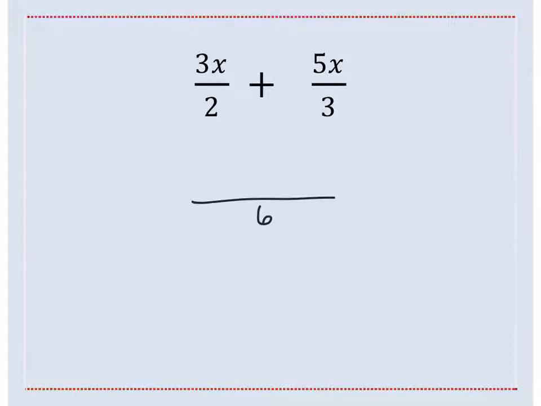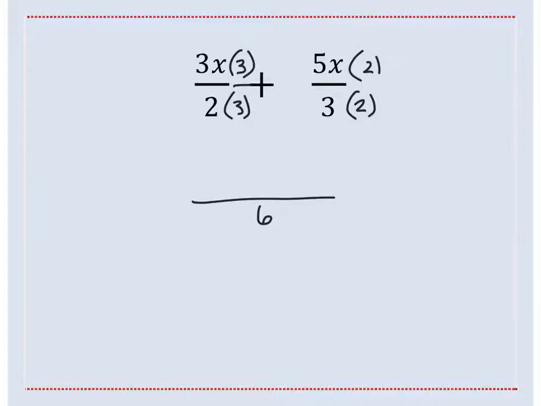So for my first fraction, what do I have to multiply by 2 to get a 6? I'm going to multiply times 3. Now, if I multiply on the bottom, I must also multiply on the top, because this is just like multiplying by a 1, because 3 divided by 3 is 1. The second fraction, I'm going to multiply my numerator and denominator by 2.